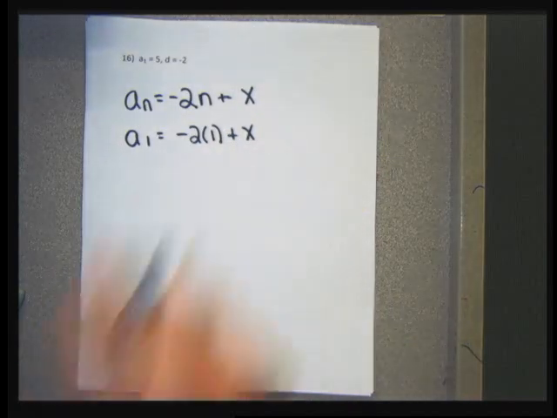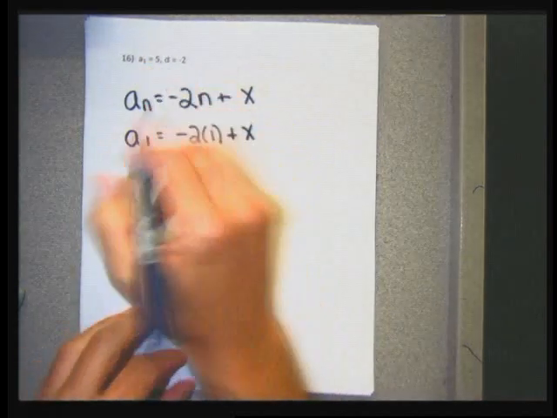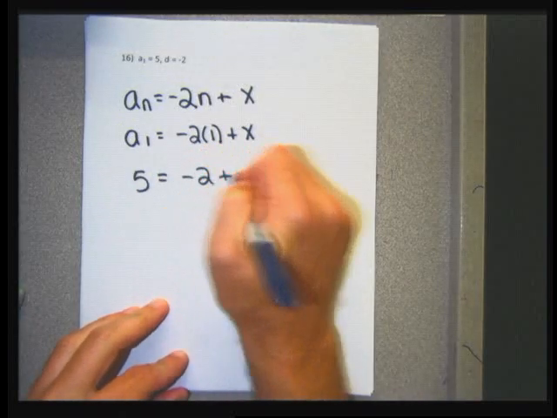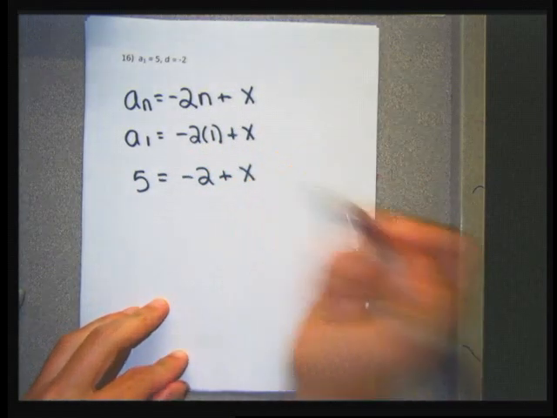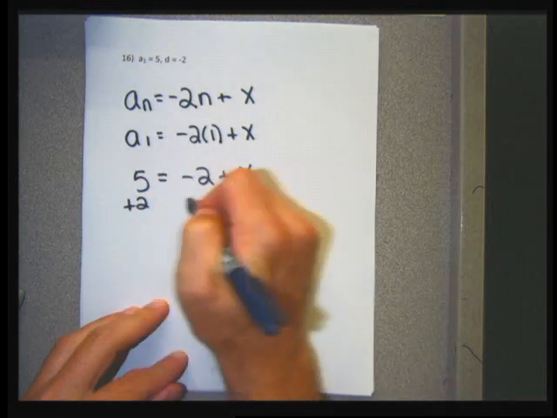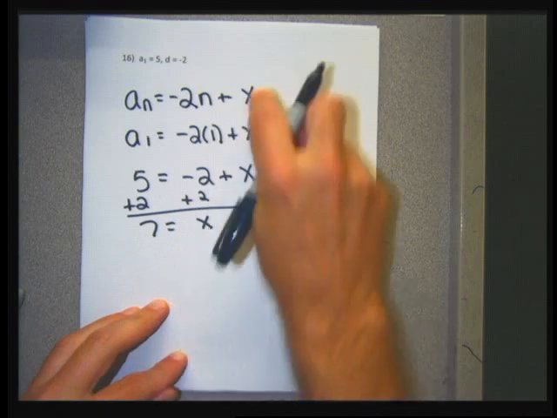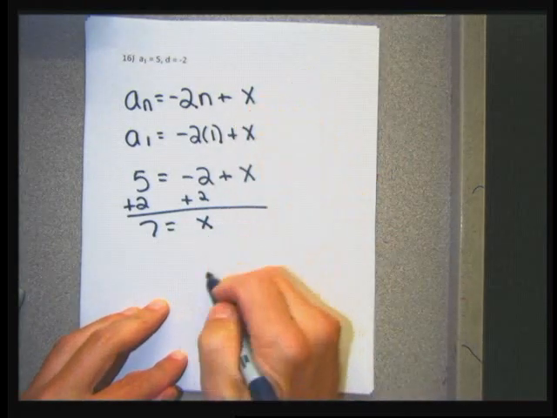On the left side, replace a sub 1 with what it equals, which is 5. On the right side, multiply the negative 2 and the 1. So I get 5 equals negative 2 plus x. Add 2 to both sides, and I get 7 equal to x. Plug that 7 back into the formula, and I'll get my answer.